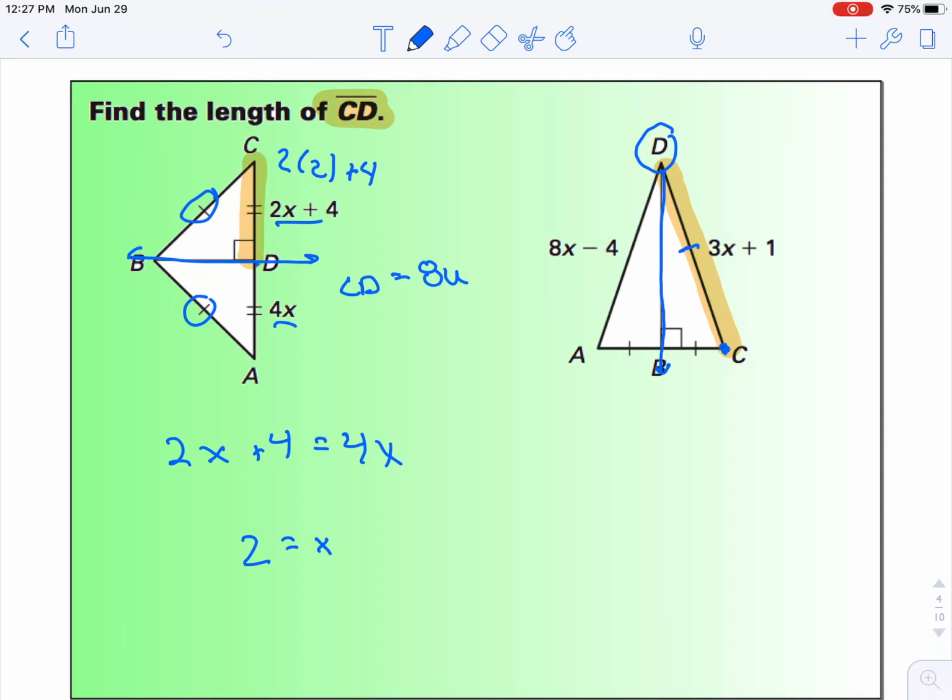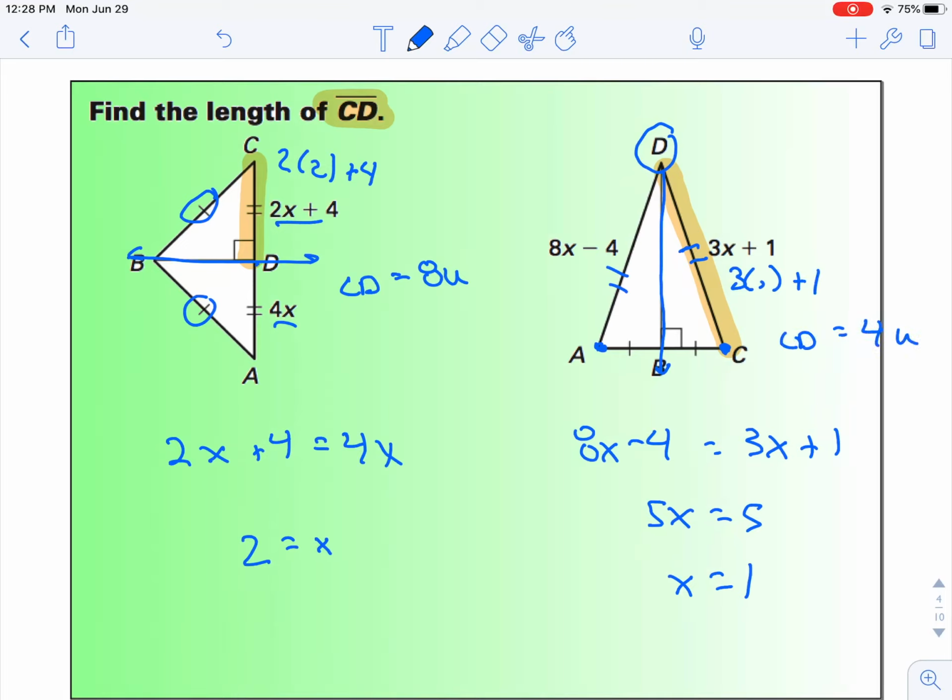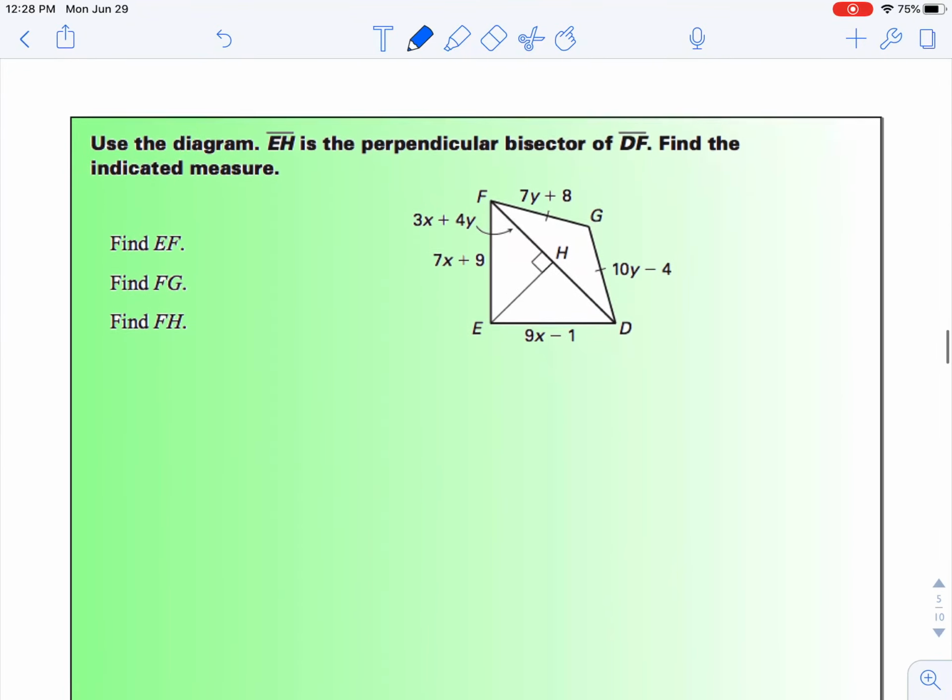In the second example, we can see that D right here is on the perpendicular bisector. So that means it is equidistant to the endpoints here, so it makes those two the same length. So 8x minus 4 is equal to 3x plus 1. Again, moving things around, we get 5x equals 5, and x equals 1. So to find CD, we simply plug in our value of 1, and CD is equal to 4 units. So that's really just using the perpendicular bisector theorem and its converse.